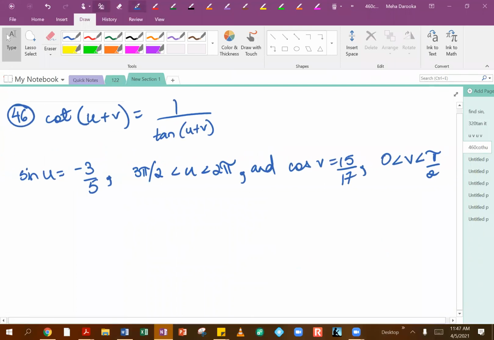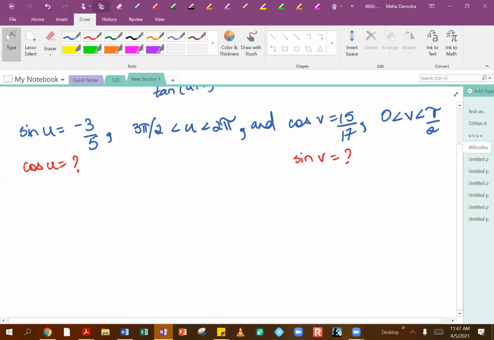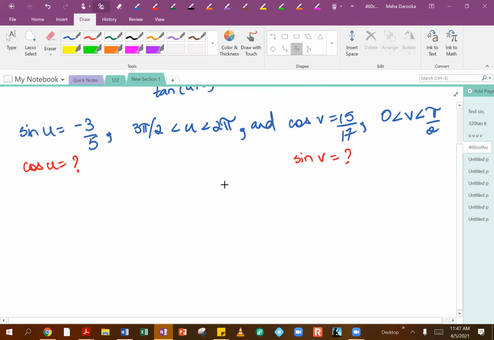So you can see we have the sine of u function, but we do not have the cosine of u function. So we need to find that. We have the cosine of v function, but we do not have the sine of v function. So we need that because, of course, you need cosine and sine at both these angles to come up with your tangent function. So what we are going to do is use our rectangular coordinate plane over here and try to figure it out.